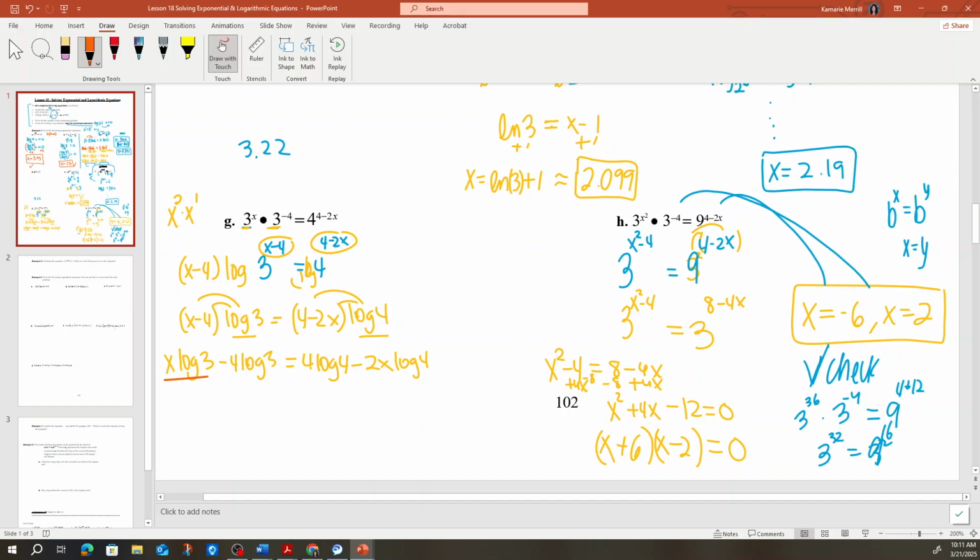I want to bring my x's to the same side. I'm choosing the left side. So I'm choosing to bring my x's to the left side. So what would I do with that negative 2x? Let's add it. So I'm going to add it over here.